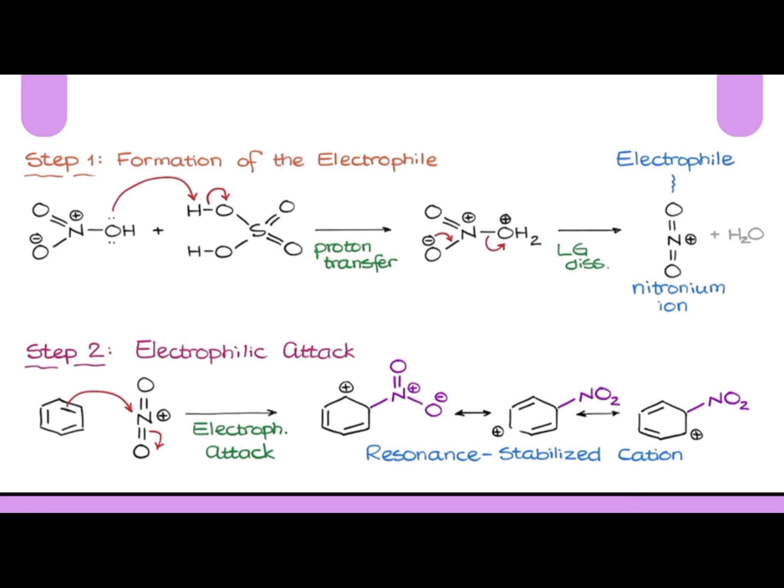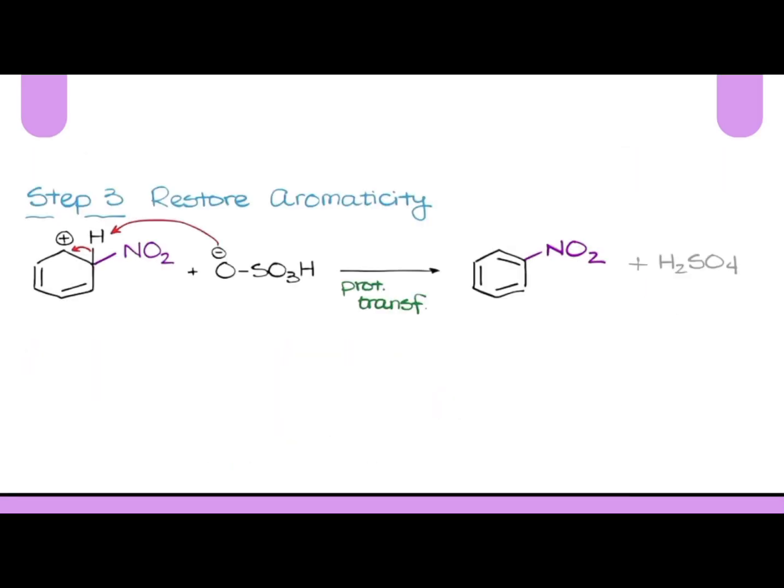The nitronium ion is a strong electrophile, so it easily attacks the aromatic ring. This leads to the formation of the resonance-stabilized carbocation intermediate, just like we saw in the halogenation reaction. The final step is to restore the aromaticity of the ring by transferring a proton from the carbocation intermediate. The leftover conjugate base from sulfuric acid helps with this step, and in doing so, it regenerates the sulfuric acid catalyst.